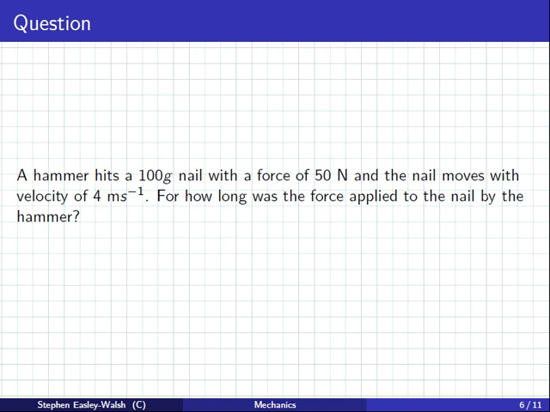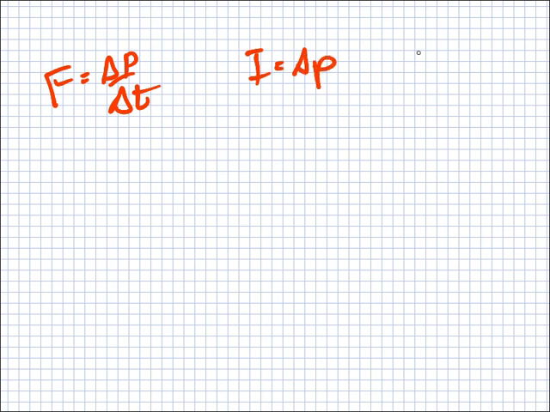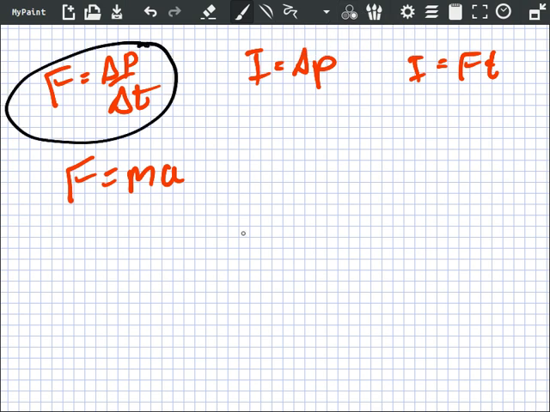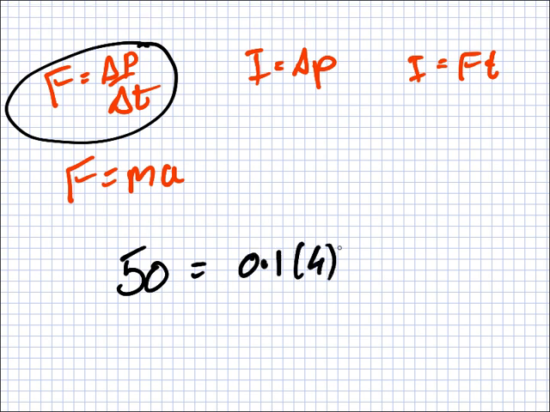Yeah, you got an answer. Which formula would you need? You have a few formulas. You have F equals delta P over delta T. You have I equals delta P, and you have I equals FT. And you also have F equals MA, I suppose. I think we need to use this one. The F is 50, the M is 0.1, the V is 4, and of course the nail was at rest at the beginning. Nails don't usually move before you hit them with the hammer, unless you drop it. That's 0. Oh, good. So I'm looking for the t.